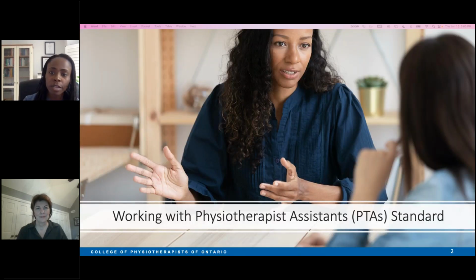As we know, physiotherapist assistants are important members of the healthcare team. And the Working with PTA Standard sets the professional expectations for physiotherapists that work with them. And as a reminder, a PTA is anyone whom a physiotherapist assigns care to. Some physiotherapist assistants will have received a college-level diploma. Others may have training in kinesiology or athletic therapy. Some will be trained on the job, and others will have a different background. Regardless of the training or background, the expectations of the standard apply.